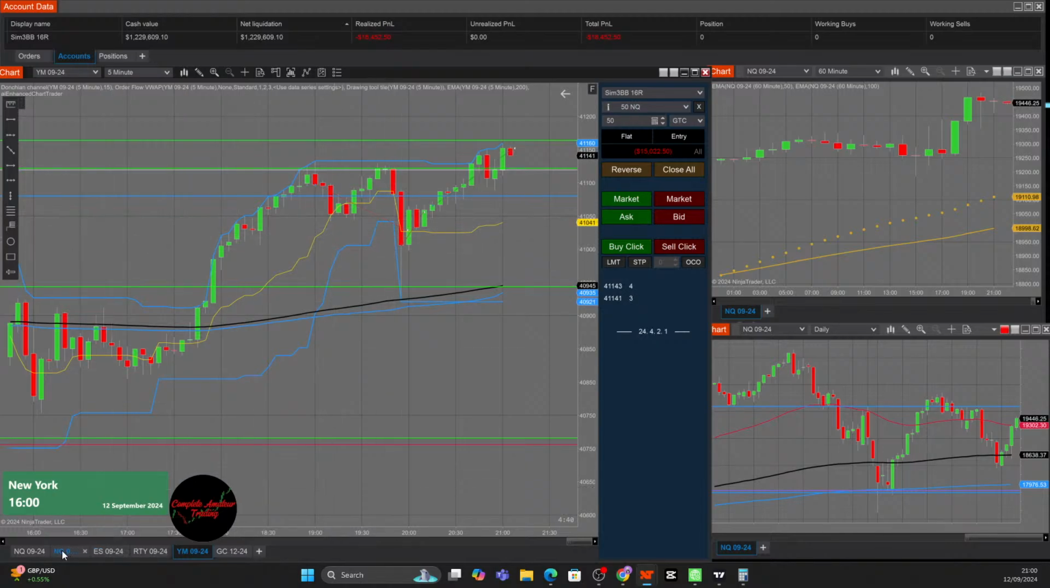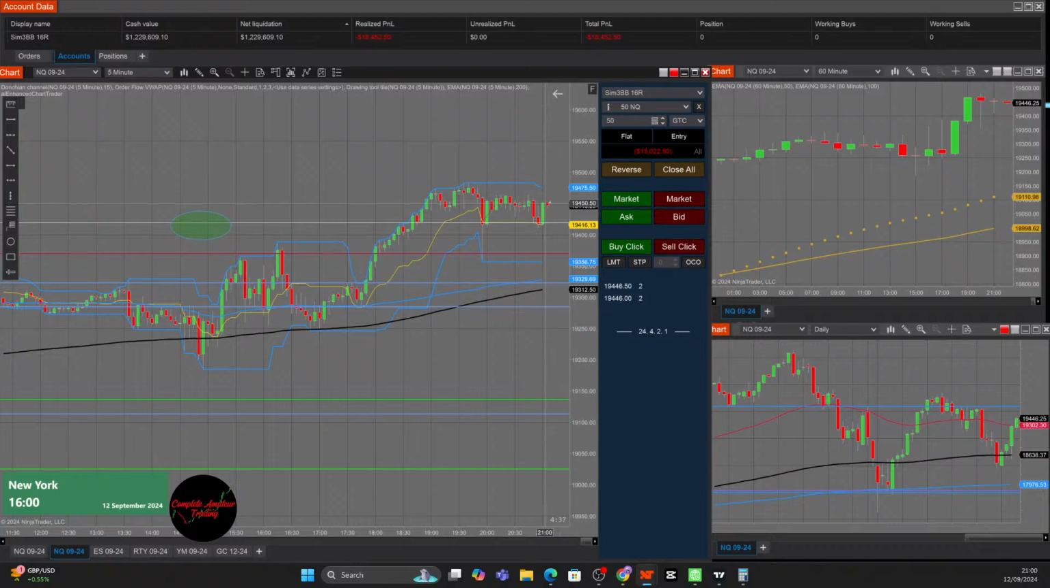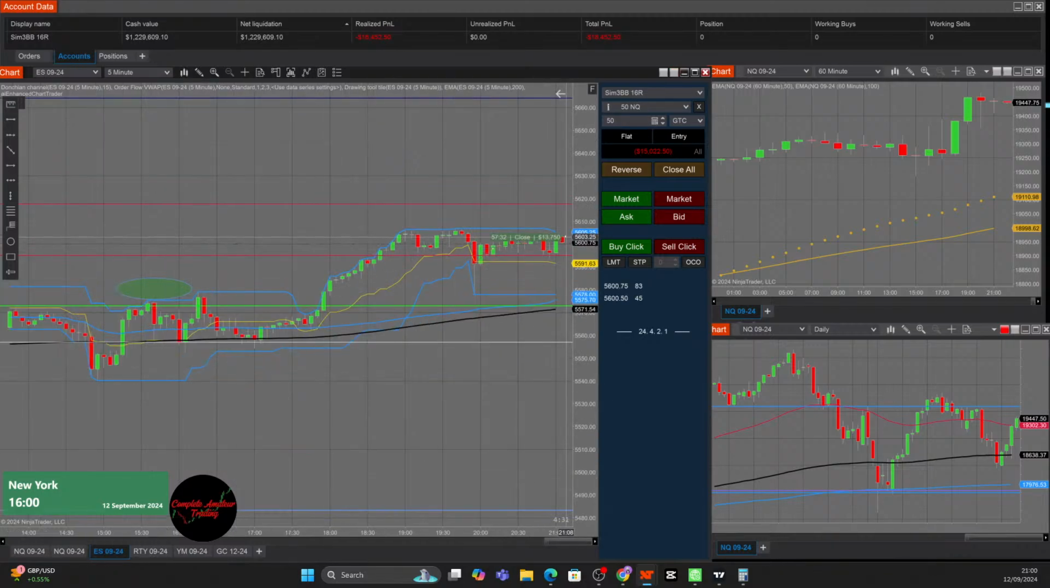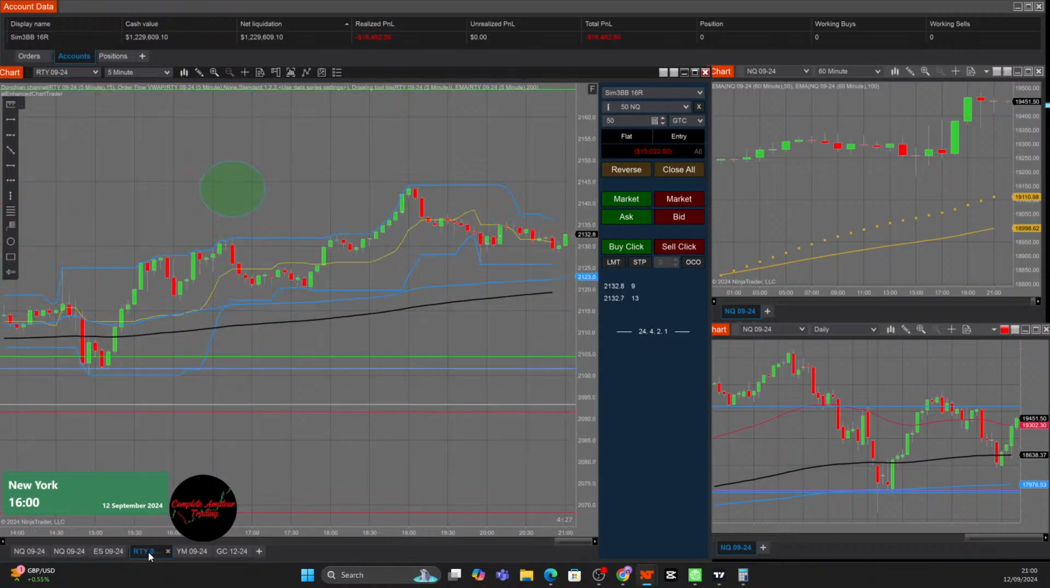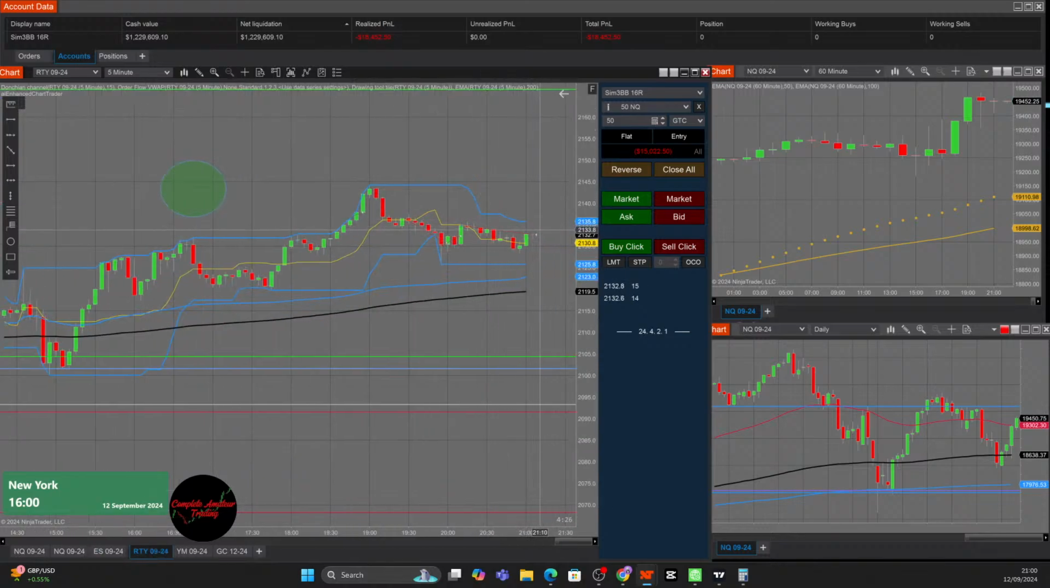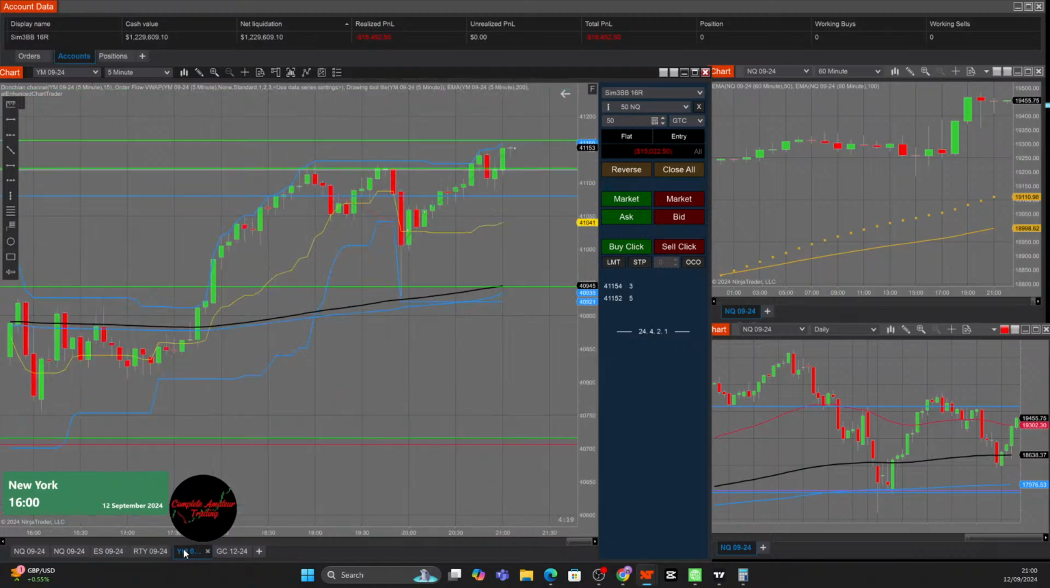Let's see what we did on NQ. Was that break even? That was pretty much break even. 5.5. Across ES, 13. Oh, actually made some profits there. RTY, that was a losing trade. 5.5. Okay. Which one was this? Oh, that was the trade I took.